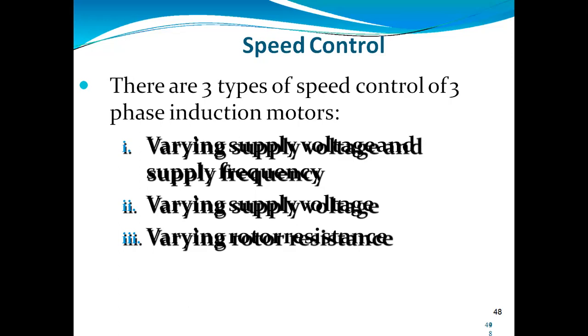Varying supply voltage only and varying rotor resistance. Rotor resistance R2, supply voltage V. Varying supply voltage and supply frequency. Frequency we are taking, and Ns equal to 120 F upon P. So we have the equation for frequency also.